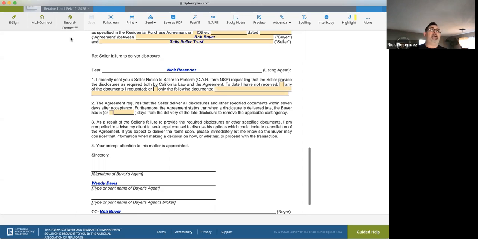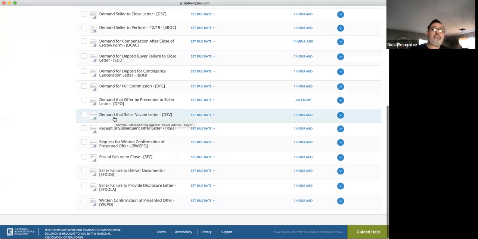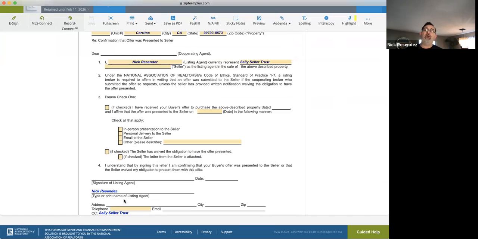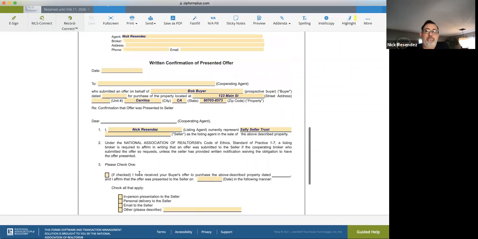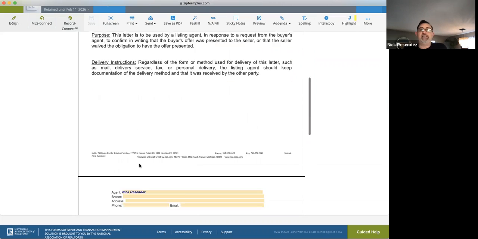Okay. So one is buyer's agent to your own buyer. One is buyer's agent to listing agent when a seller is not producing the required documents. Okay. And then lastly, written confirmation of presented offer. So this is the third one, for the buyer's agent trying to get confirmation their offer was presented. The purpose is to be used by a listing agent in response to a request from the buyer's agent to confirm offer presentation.